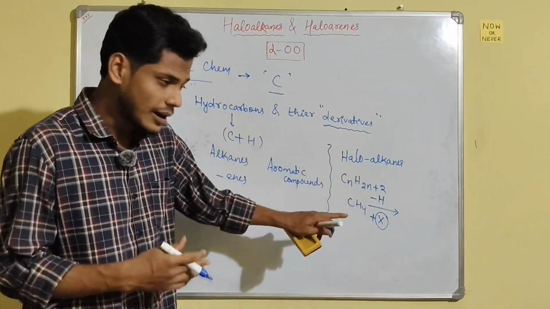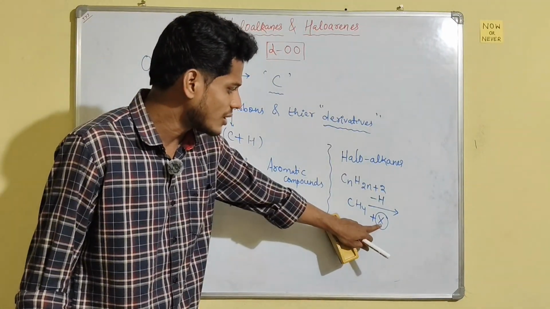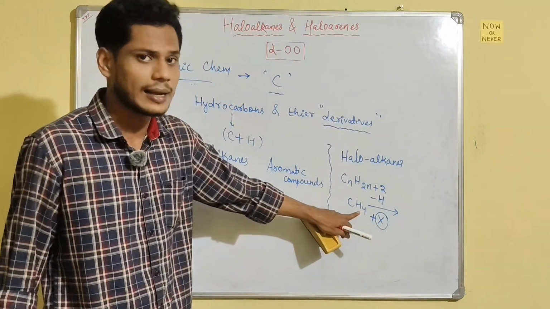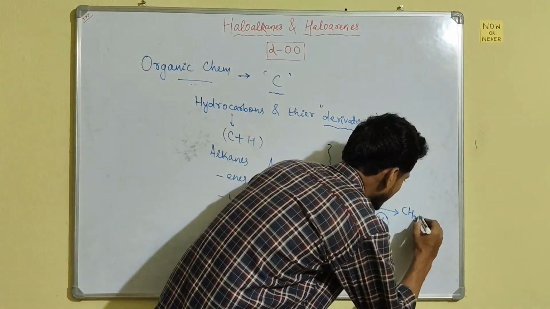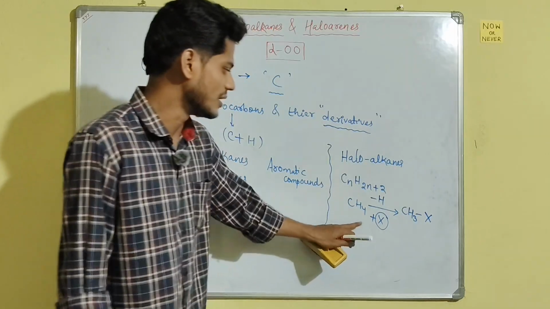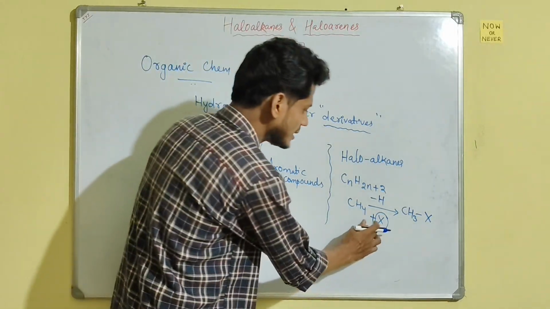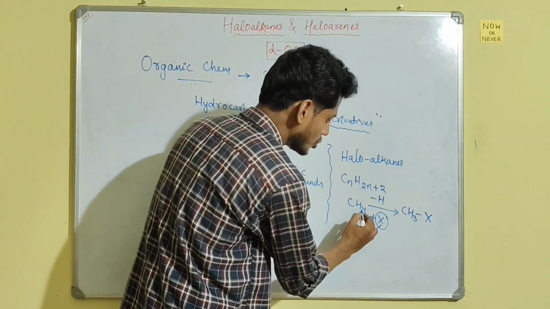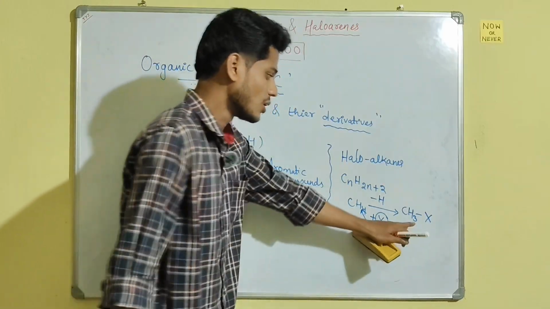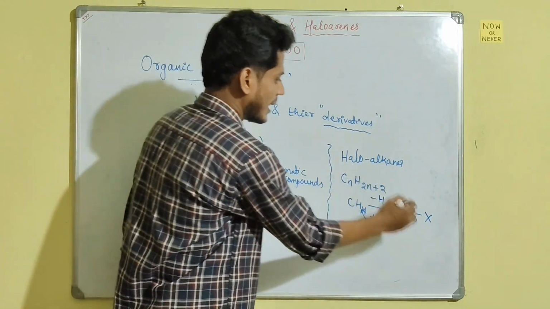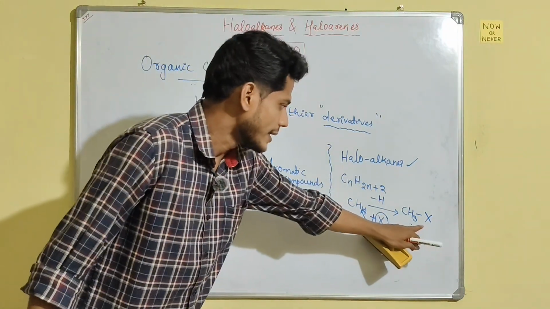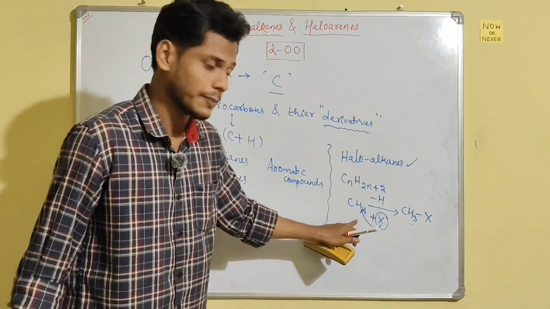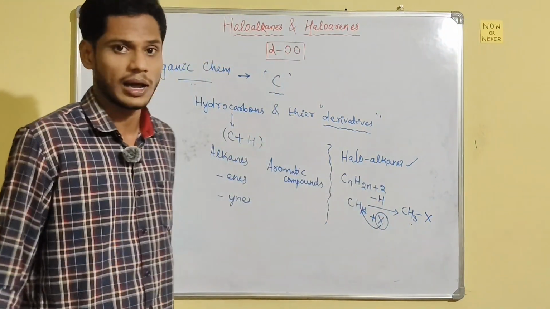One of the halogen groups replaces this hydrogen atom, so we get CH3X. See here, this X substituted or replaced a hydrogen atom to form this compound, and the name of this compound is haloalkane. So it is a derivative of alkane, hence it is known as haloalkanes.